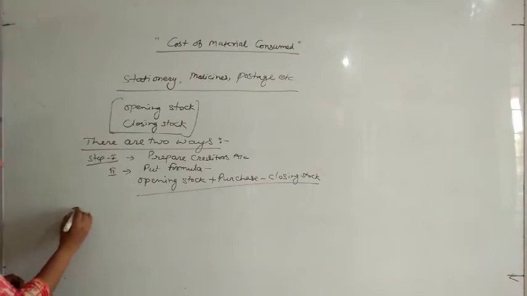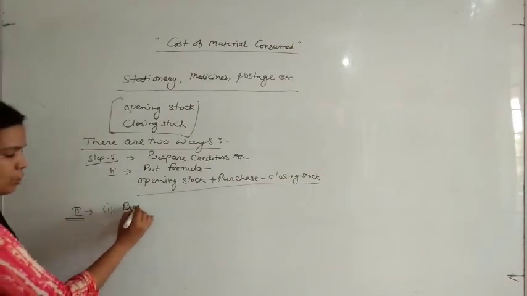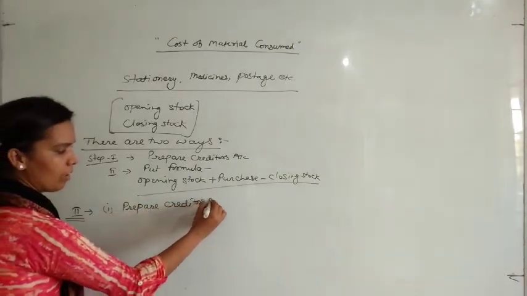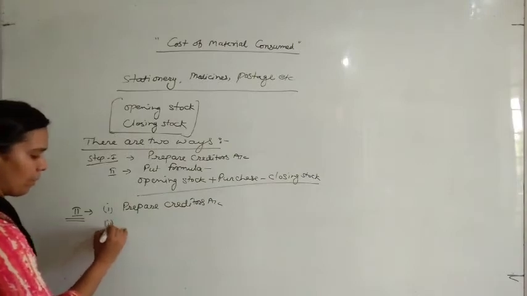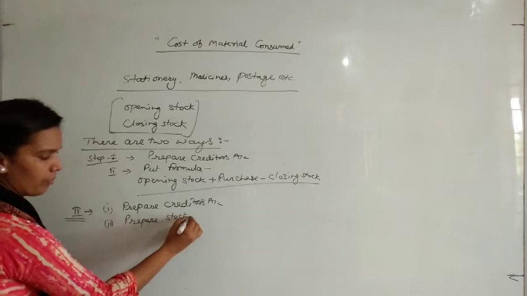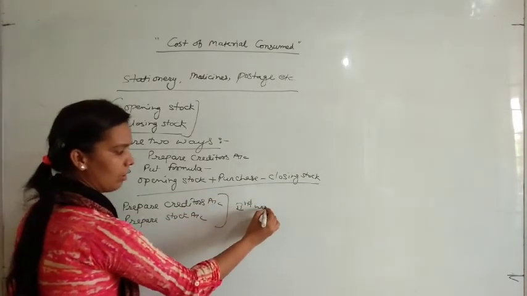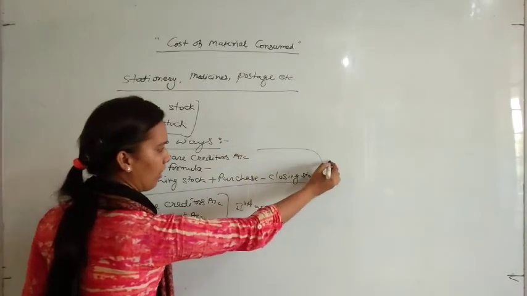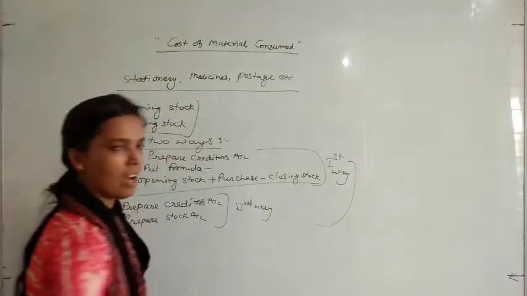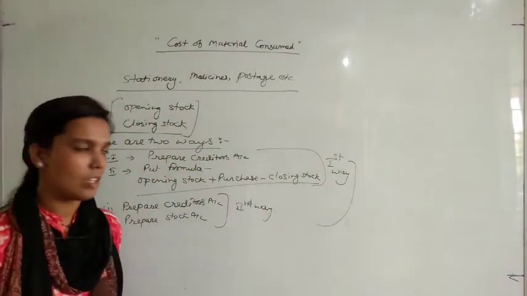And the second way will be that first prepare creditors account and then prepare stock account. This is the second way and this is the first way. Both ways are of finding cost of material consumed to be shown in income and expenditure account.